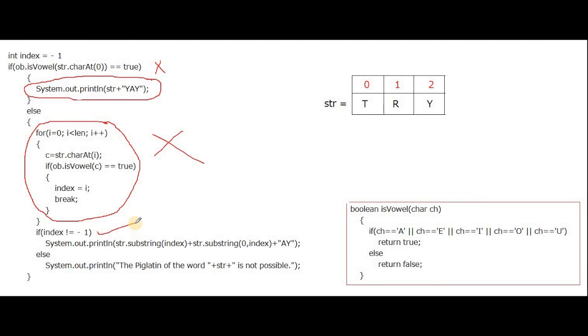Of course index remains -1, so the condition is not satisfied and the else part will execute. So what will the else part print? The Piglatin of the word is not possible. This statement will execute, because in the case of -1 the entire full part will not execute and it goes directly here, since there is no such index and no vowel present in this string. It does not get any chance to execute this.